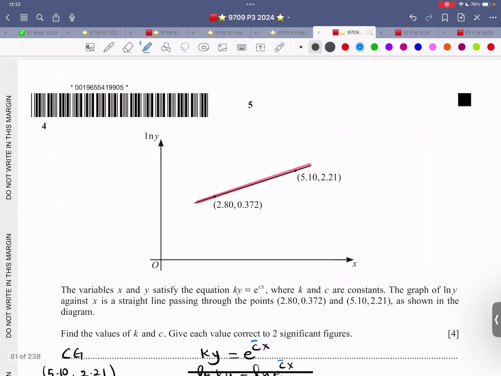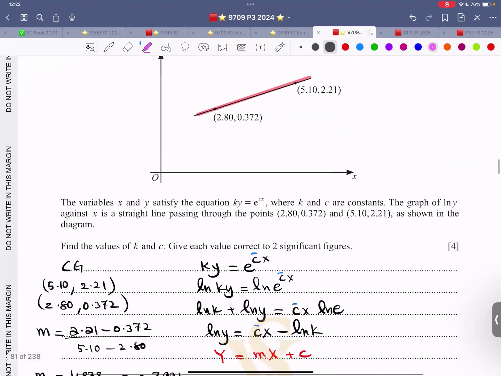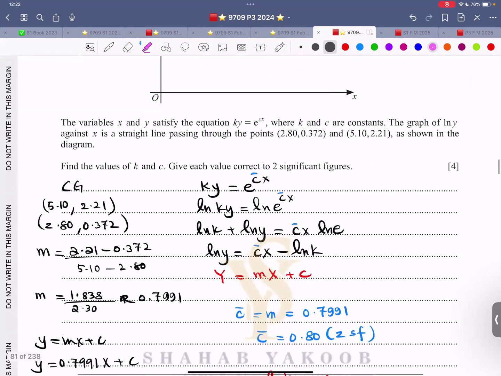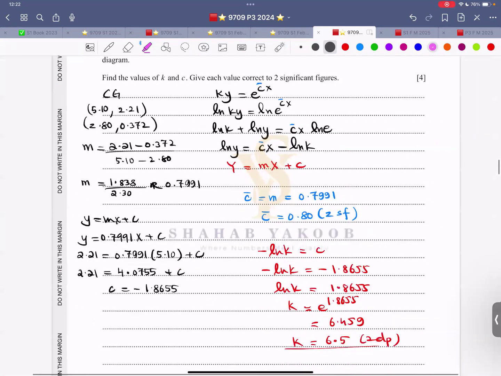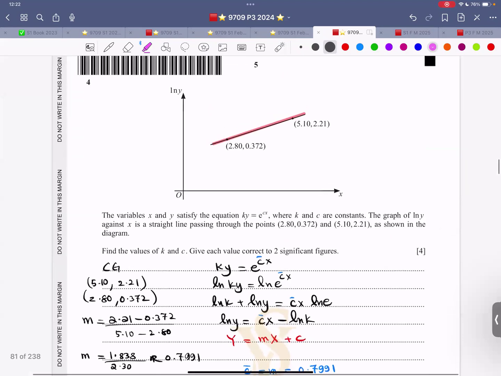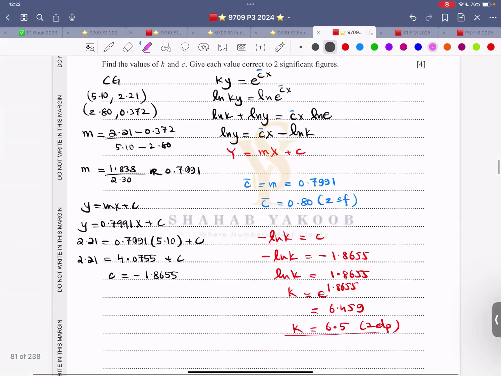Question number 4. Now, question number 4, what is this about? This is a linear law. Have a look. First, have a good look. Then I'll do the narration. Now, it's ln y against x. There are 2 points. An equation is given, and then you have to find the unknown constants. That's a usual thing, nothing special.